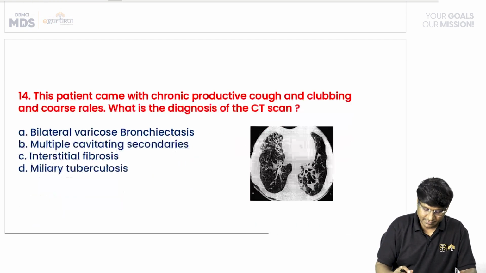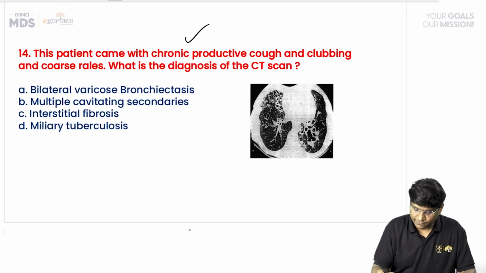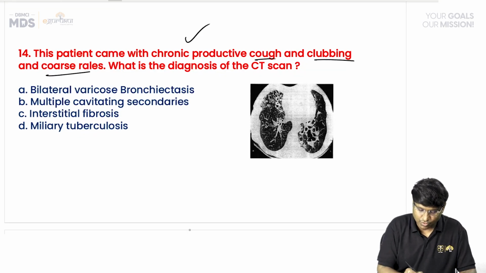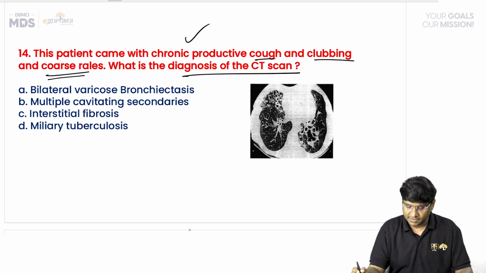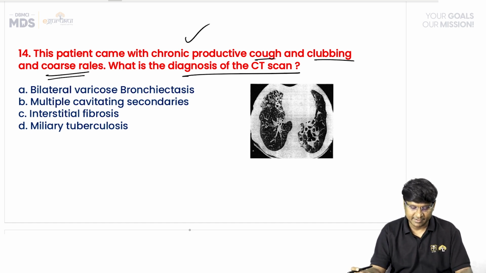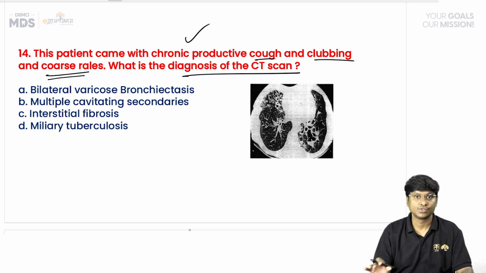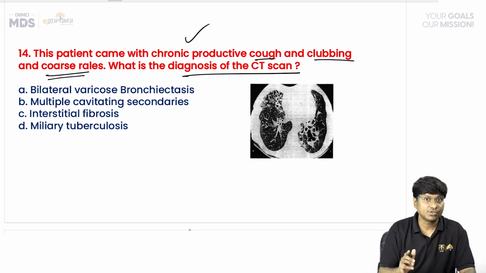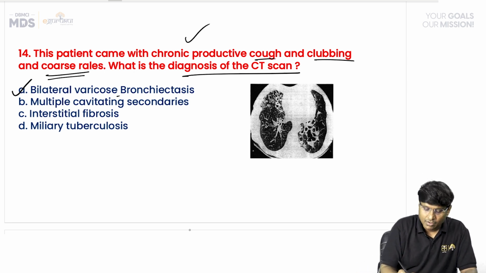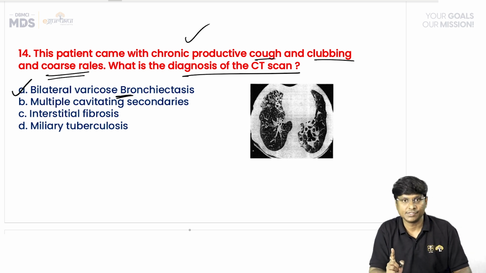Okay, next. This patient came with a history of chronic productive cough, clubbing, and coarse crepts. What is the diagnosis on the CT? Bilateral varicose bronchiectasis, multiple cavitating secondaries, interstitial fibrosis, miliary tuberculosis. So what does it suggest to you? The presence of bilateral varicose bronchiectasis.